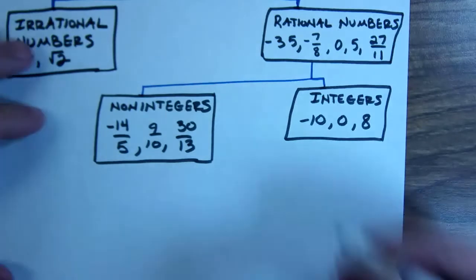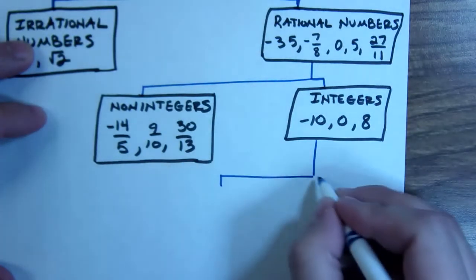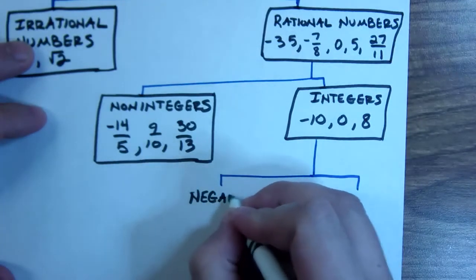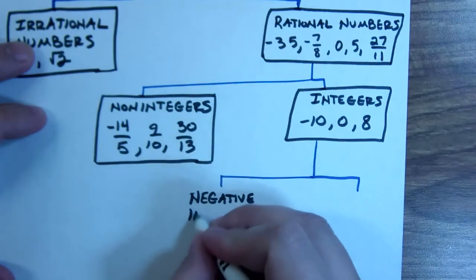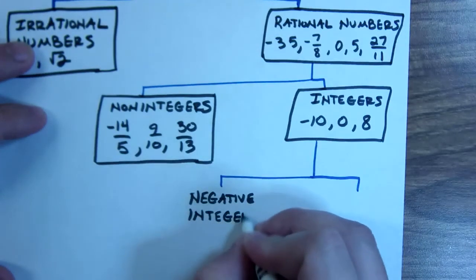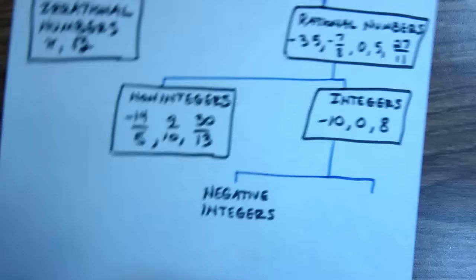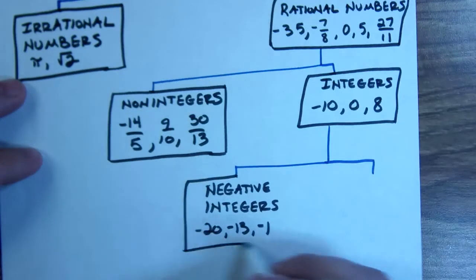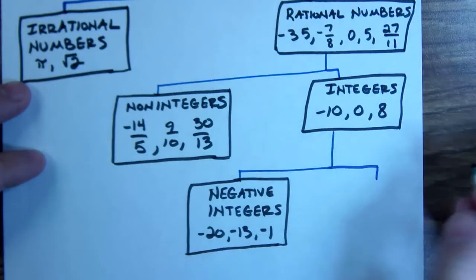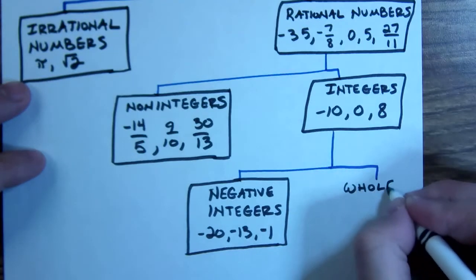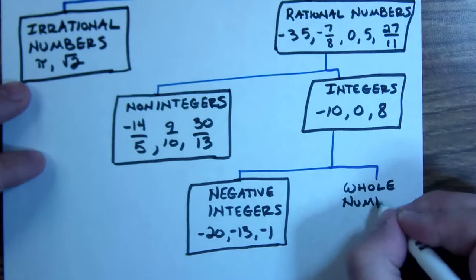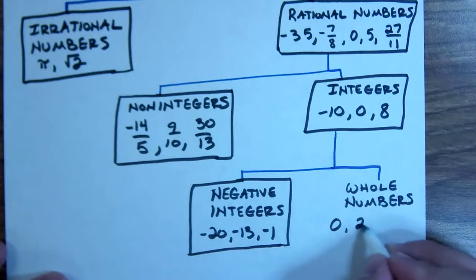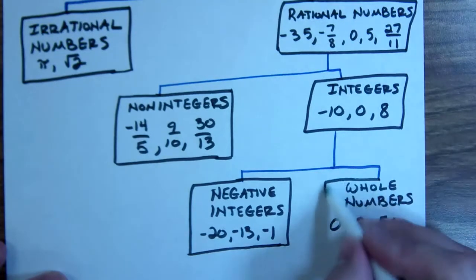Okay, then integers is split into two groups. There's the group of negatives, or negative integers. That'd be stuff like negative 20, negative 13, negative 1. And also whole numbers, which is exactly what you would expect.